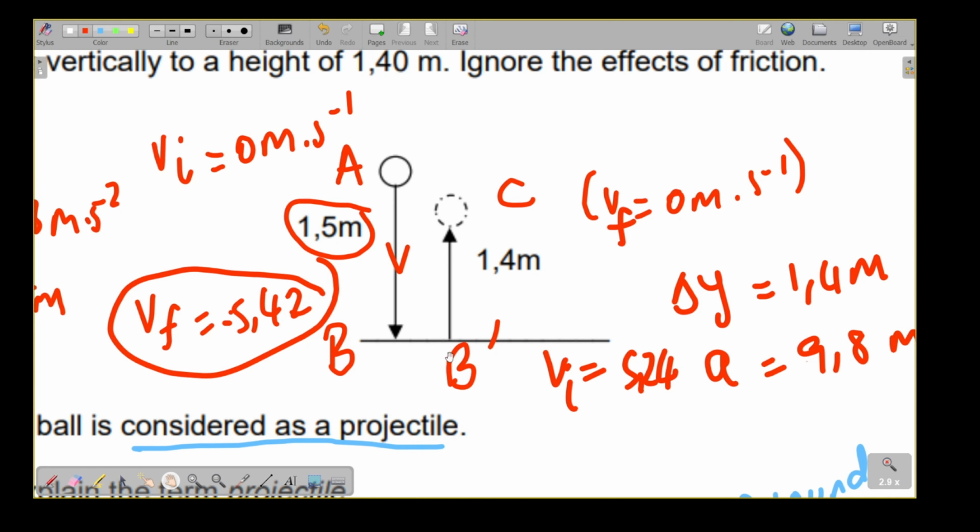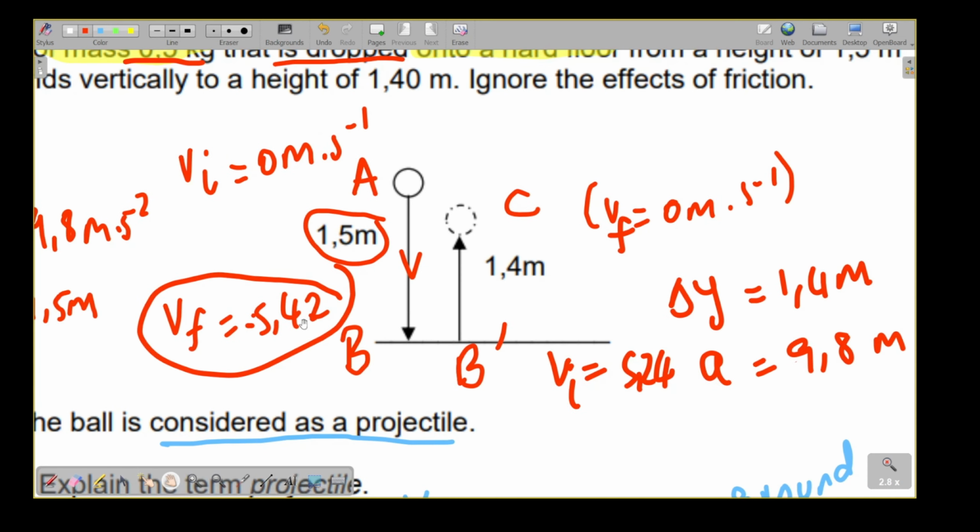We use these two velocities to calculate the change in kinetic energy, to find out either the kinetic energy that was lost during the collision or the kinetic energy that was gained during the collision. If this 5,24 was higher, maybe 5,7, the ball would have gained more kinetic energy, and it would have reached a greater height. Maybe it would have ended up somewhere here.